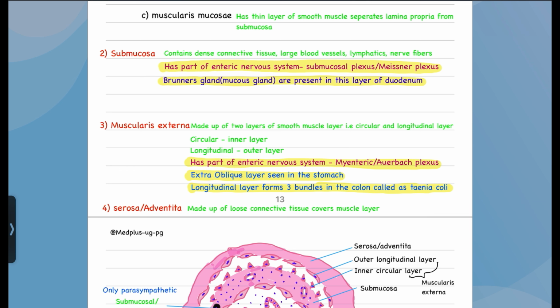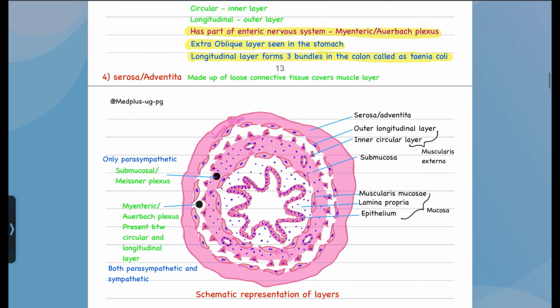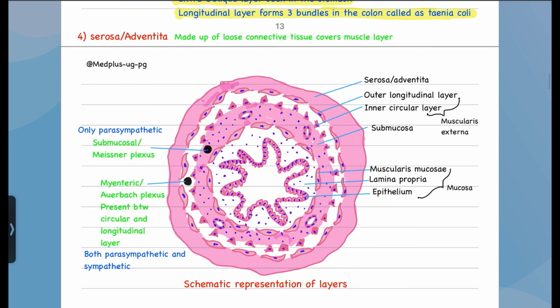And next, in the colon, the longitudinal layer forms 3 bundles of muscles which are called taenia coli. It is a gross identification point of the colon. We will see it later. And serosa is made up of connective tissue. Now we will see a schematic diagram.